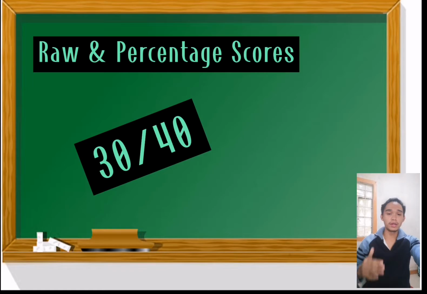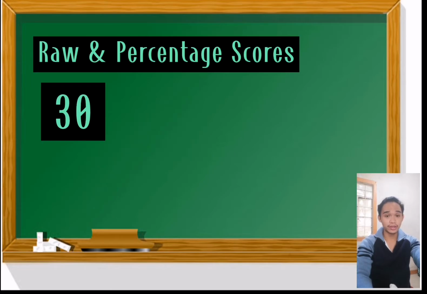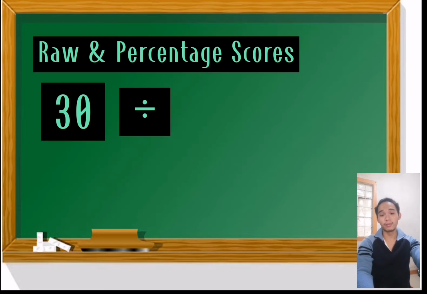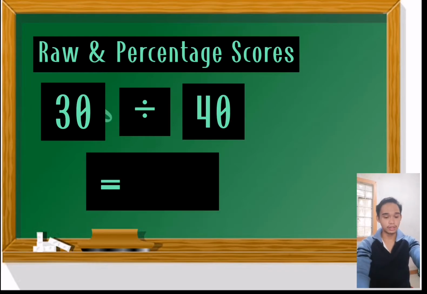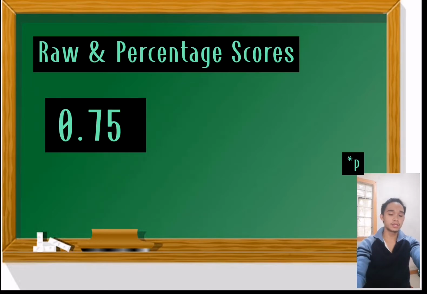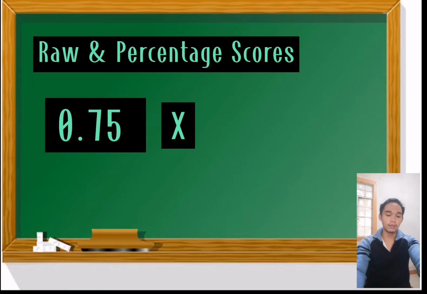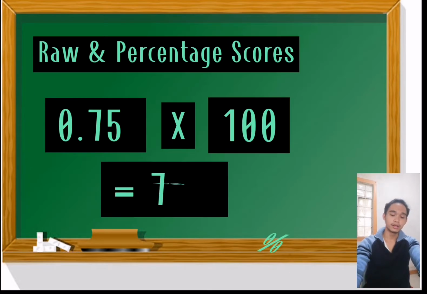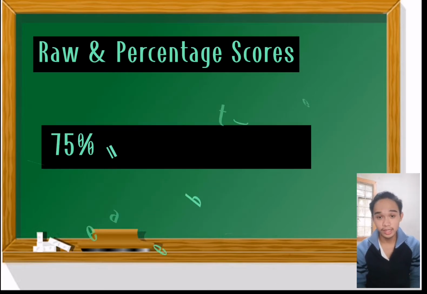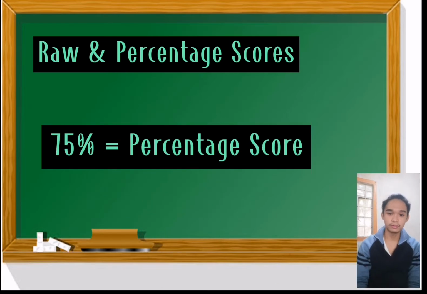Let's go back to our example where we got a raw score of 30 over 40. Now our raw score is 30. We divide that by the total number of items, which is 40, and then we get an answer of 0.75. We take that 0.75 and multiply it by 100. In that case, we get an answer of 75, which is your percentage score.